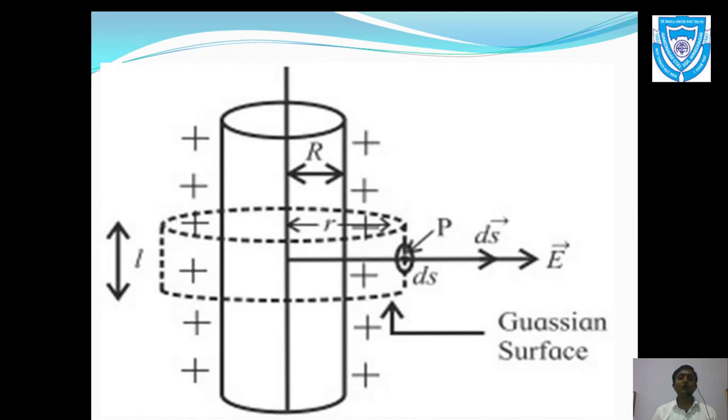Now for finding the electric field intensity at point P, we have to assume a Gaussian surface. Previously the Gaussian surface was a sphere. Now over here we have a coaxial cylinder at point P, whose radius is small r and length is small l. Now since the charge is uniformly distributed, the electric field is perpendicular to the small area ds around P. By this we can say that the angle between ds and E bar is 0.